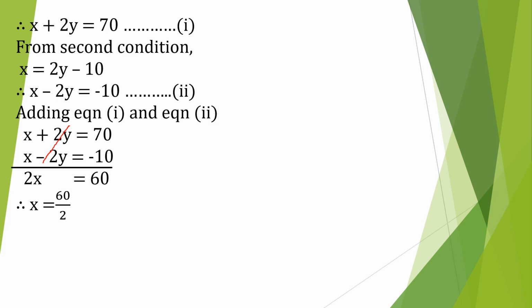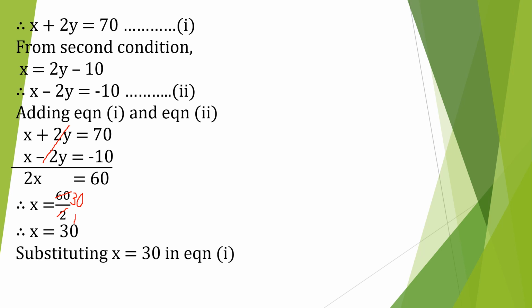Further you can simplify, students. 2 1s are 2 and 2 3s are 6. So you'll get 3 over here and 0 is left. So you'll get 30. So you'll get x equal to 30. Now we'll substitute this value of x in our equation.